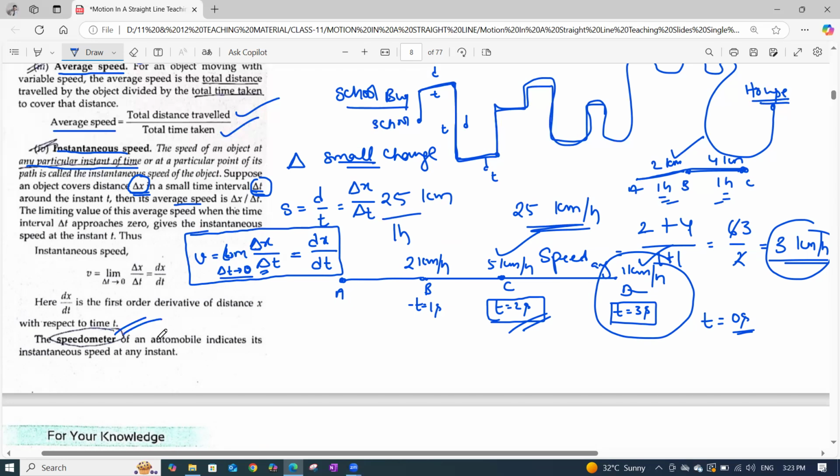And speedometer is the instrument which is used to measure instantaneous speed at any instant. If you see vehicles, there will be speedometer where that needle will be showing 10 kilometer per hour, 20, 30, 40, like that. So when you are traveling, if it is showing 40, so it is like a body, that bike or car is traveling with 40 kilometer per hour speed at a particular instant. After 2 seconds, if you see, it can be 60. After 3 seconds, if you see, it will be 30. So it will be changing. This speedometer will be changing.